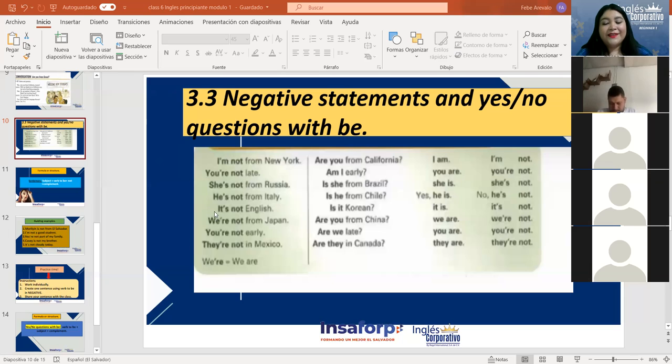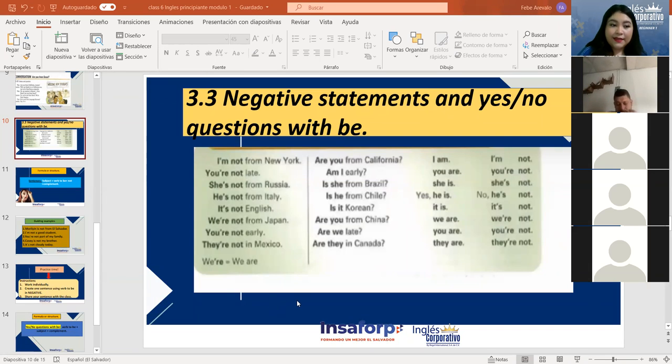Right? Se nos saltó el lead, pero bueno. Thank you, Alba. Okay. Marisol Galdames, can you please read this sentence y luego la última? Esta oración y luego la última. It's not English. They're not in Mexico. Excellent. Very good. All right, everybody.